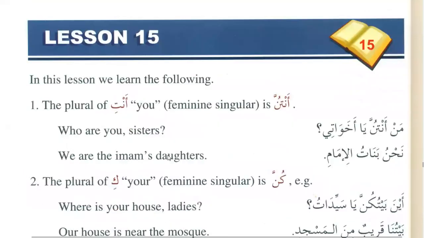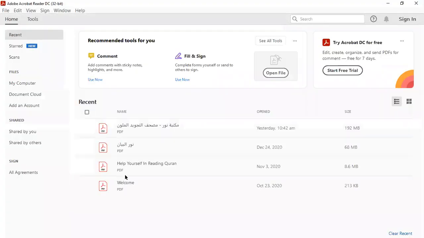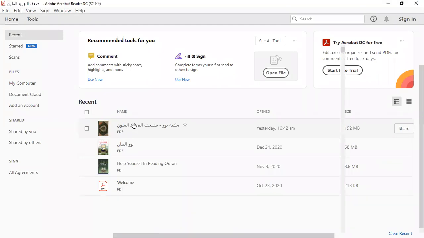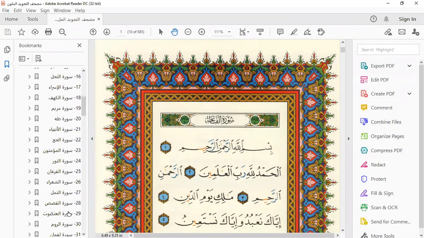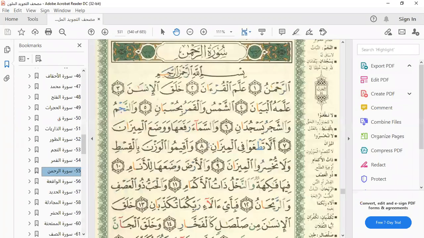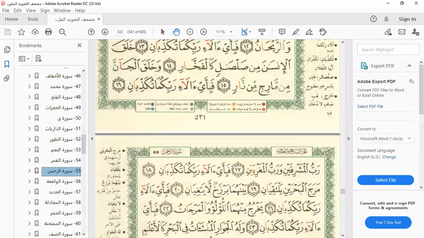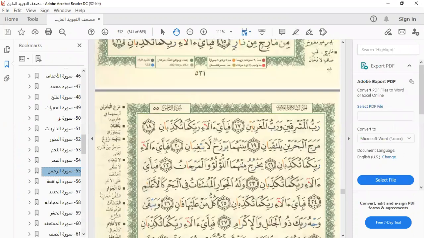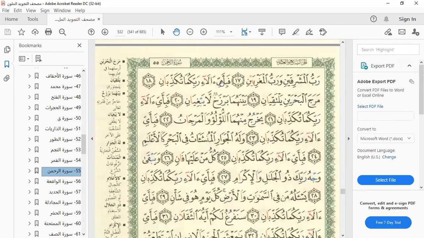Lesson number 15. Okay, where were we in the Holy Quran? I think Surah Rahman. Khalaqal insana min salsalin. We finished that. But I think we also read this one: Rabbul Mashriqain wa Rabbul Maghribain. Does anyone remember?